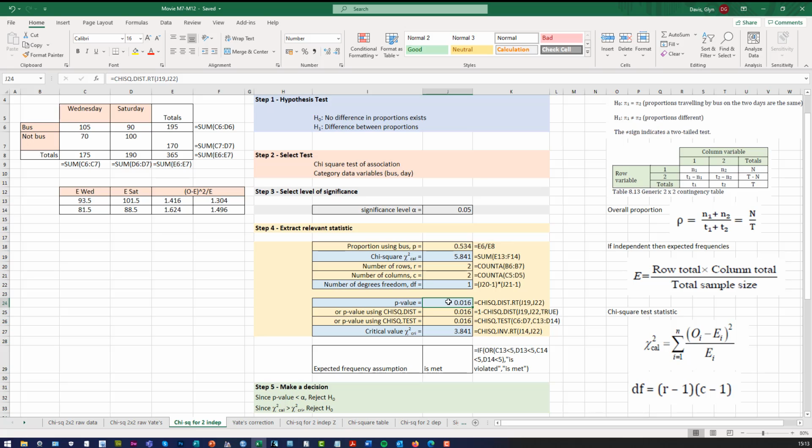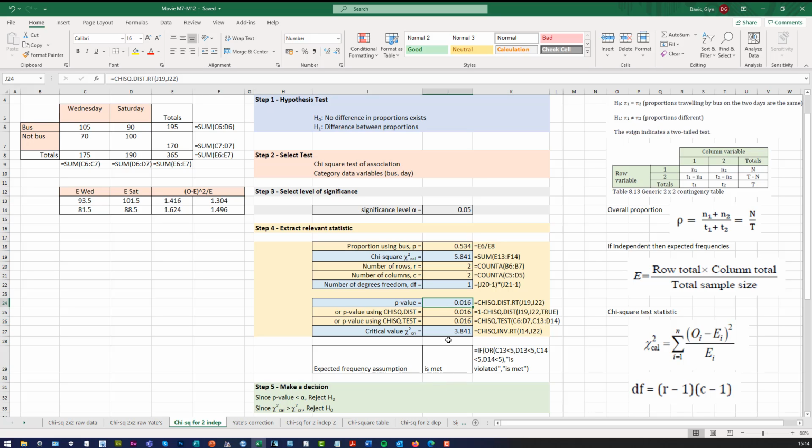Then we can calculate what the p-value is, and we can use the chi-square.dist.rt Excel function to calculate that the p-value is 0.016. I've used 2 alternative ways of writing that to get the same answer. So the p-value is 0.016, which is less than 0.05. So we reject the null hypothesis and we accept the alternative hypothesis, which states that there is a difference between the two proportions who travel on the bus on a Wednesday compared to a Saturday.